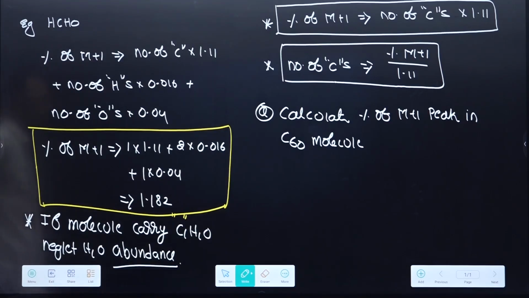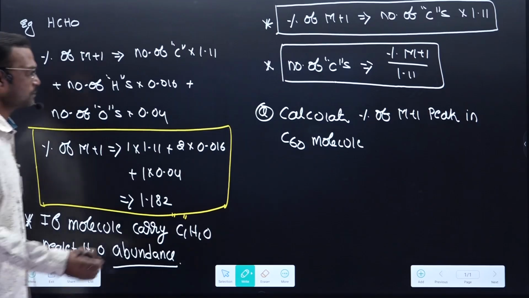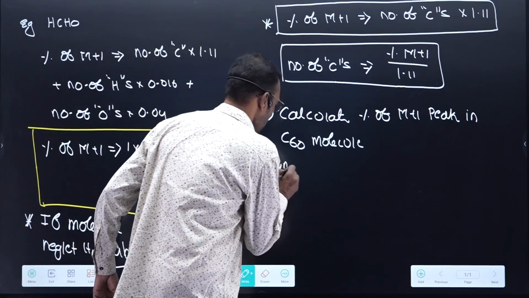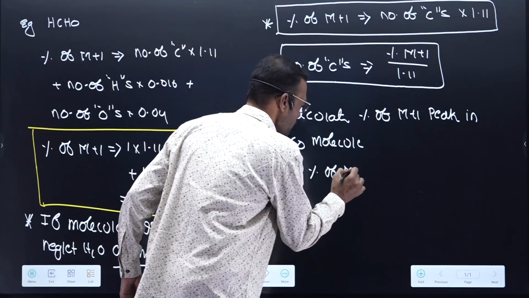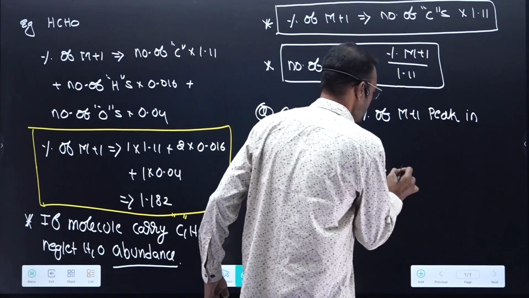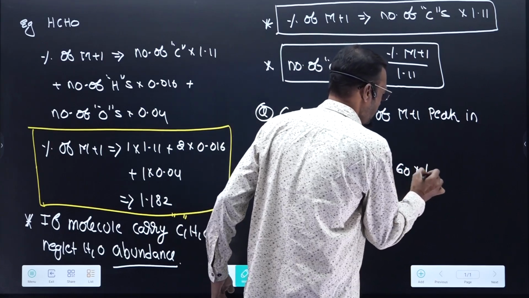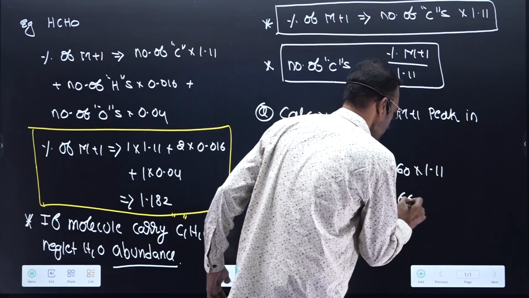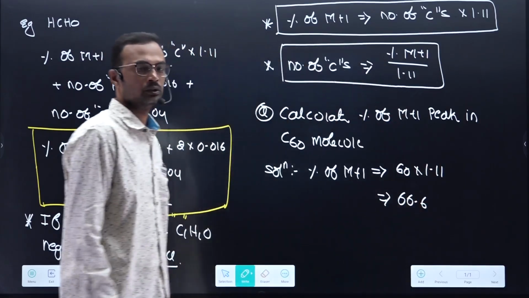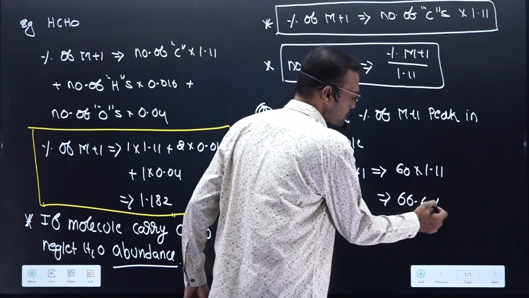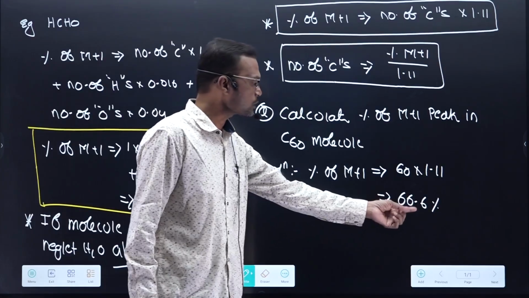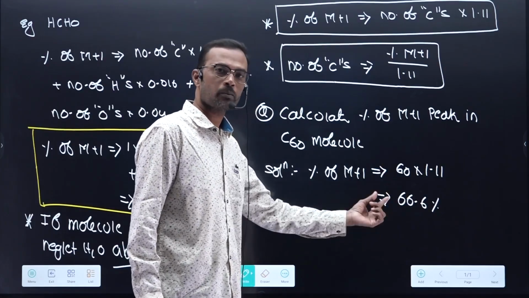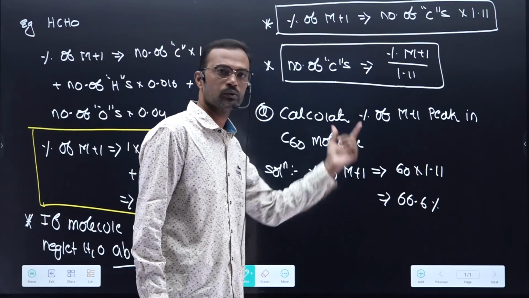Calculate the percentage of M+1 peak intensity in a given sample having 60 carbons. So how to calculate? See this. Percentage of M+1, number of carbons is how much? 60. 60 into 1.11, so I can say 66.6. Okay, so this is 66.6 peak intensity, meaning out of 100% of molecular ion, nearly 66.6% of carbon contribution is there with respect to the molecular ion.